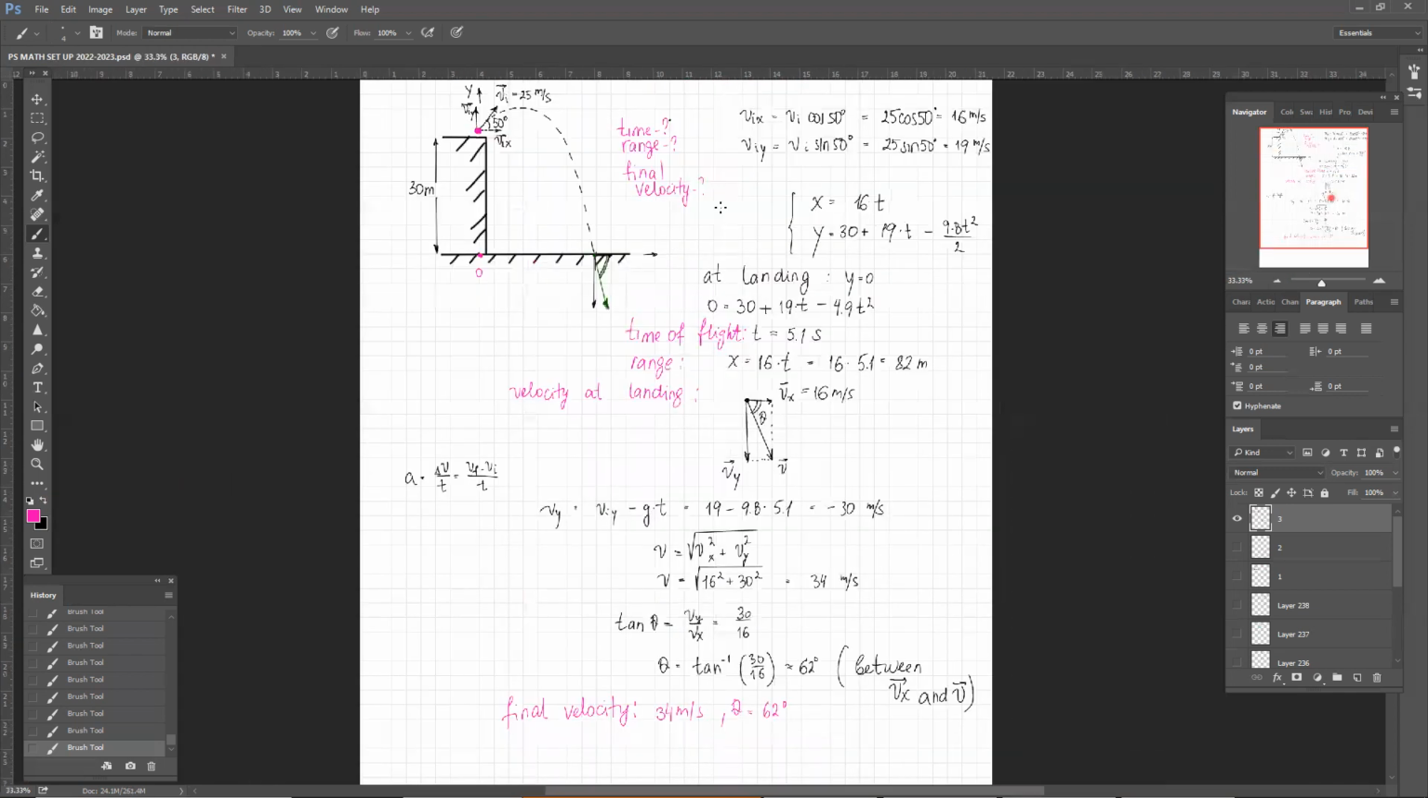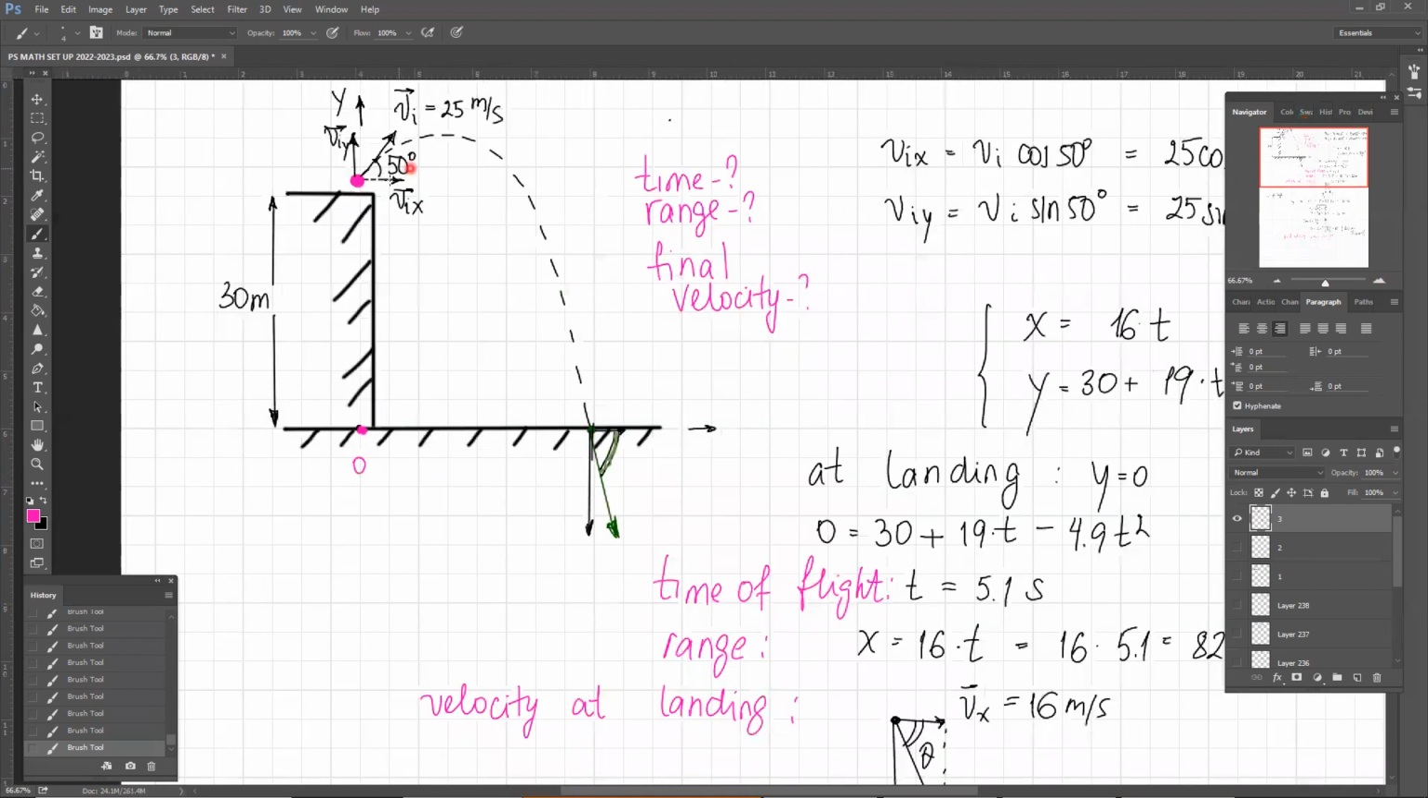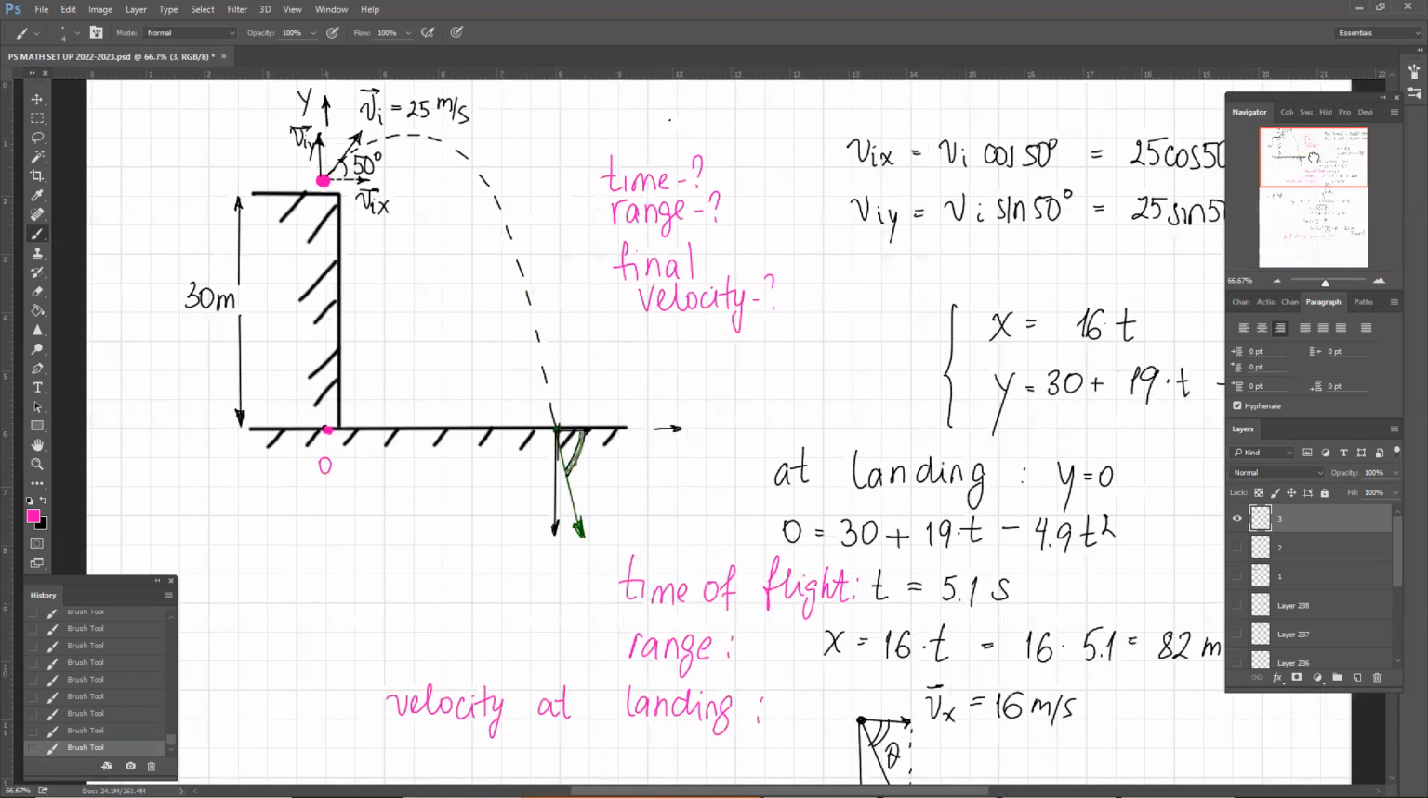So that's it. We found the time, the range, and the final velocity, including its magnitude and direction. You may think that that is everything. However, there's one thing that we didn't discuss yet, which is the maximum height of the ball. And I'll probably create a separate video for that, because I haven't even spoken about it in class.